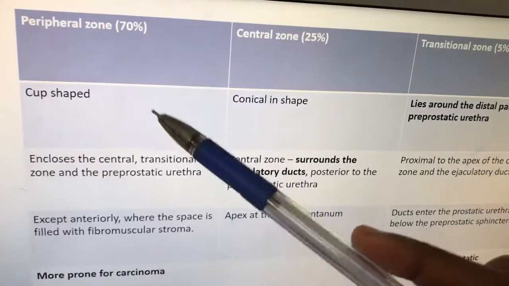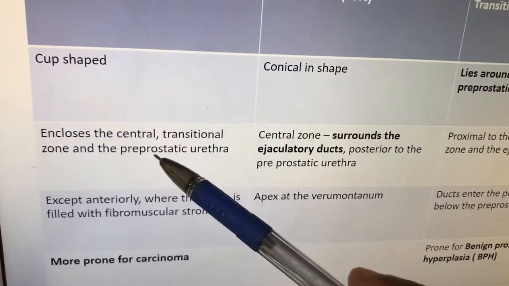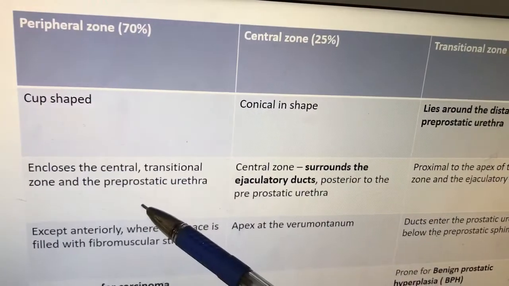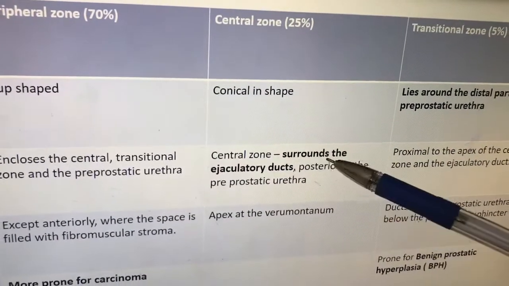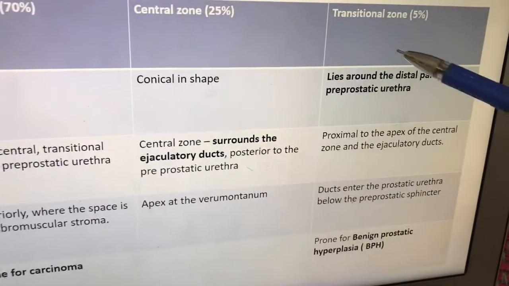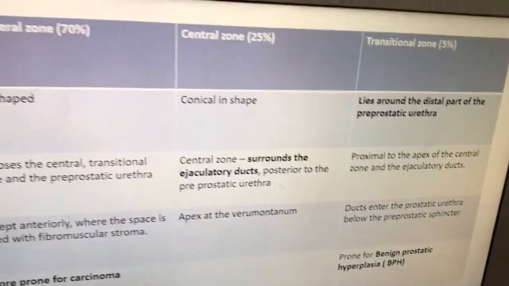And here I have given the peripheral zone, central zone and the transitional zone. The peripheral zone, already I have told you, encloses the outermost part, the central zone surrounds the ejaculatory duct, and the proximal transitional zone surrounds the prostatic urethra.